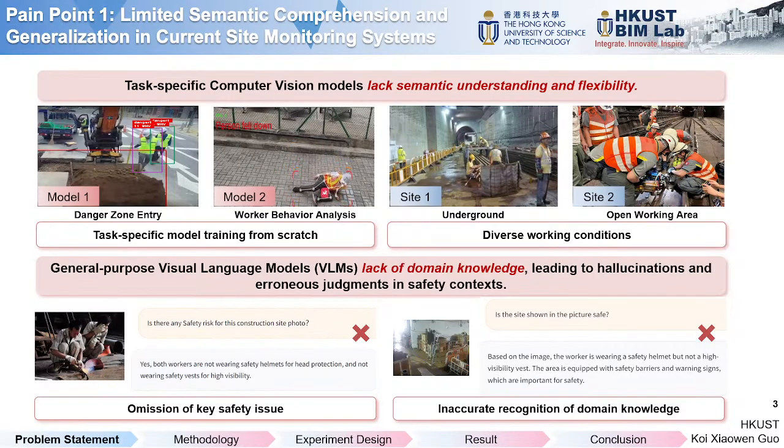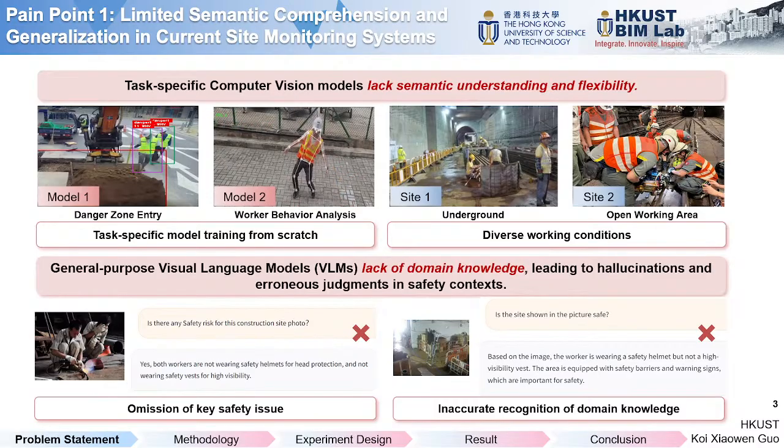For example, the computer vision method lacks semantic understanding and flexibility. Each task needs separate model training, and we need to do a lot of training work and data annotation work. The VLM, which is newly provided, shows some potential, but it still lacks domain knowledge, which may cause hallucination or error judgment because they lack the safety context.